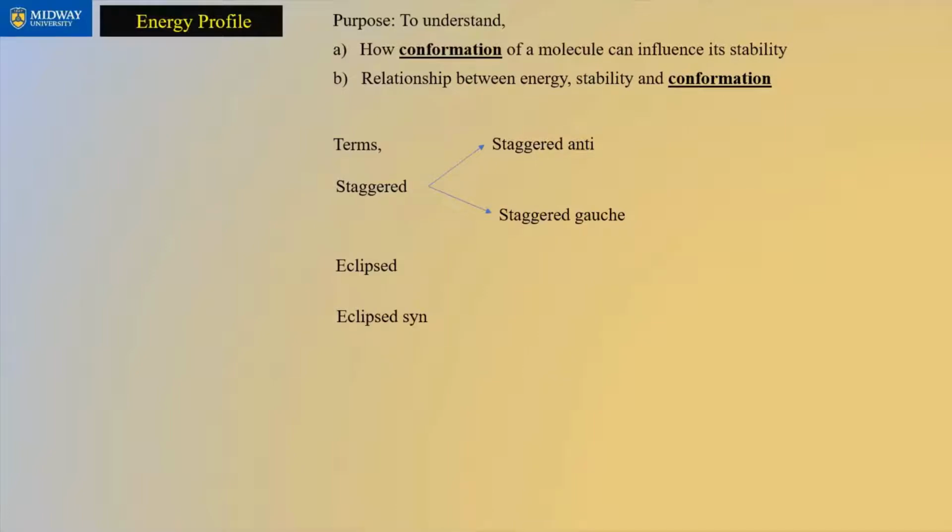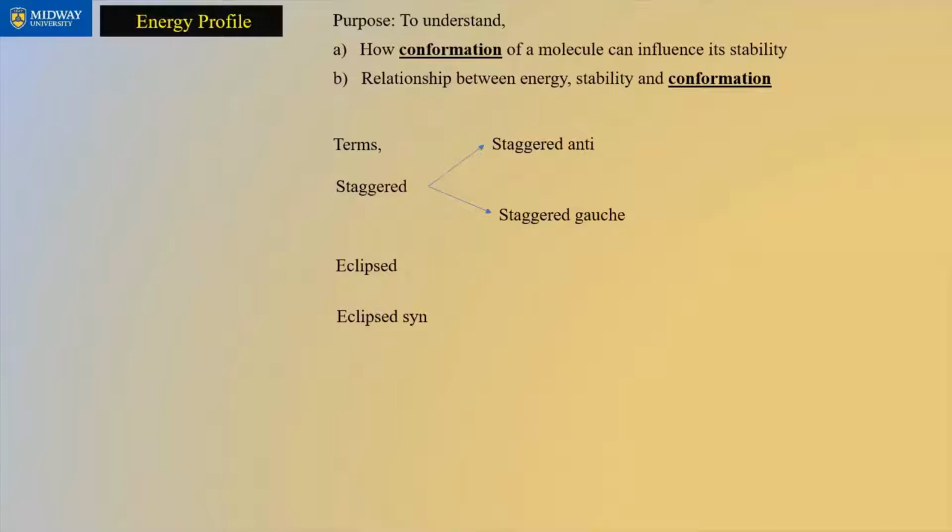Now, there are two primary domains of conformation. One is staggered and the other is eclipsed. Staggered has two variants, staggered anti and staggered gauche. Eclipsed is just eclipsed regular, which is eclipsed, and eclipsed syn. Now, in chemistry, syn, not to be confused with the word sin as in S-I-N, this is S-Y-N, leads to items being on the same side, and anti means items being on the opposite side.